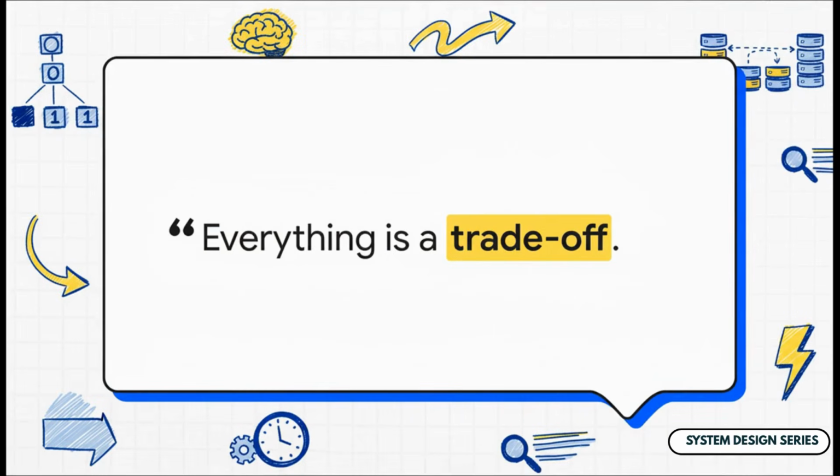And if there's one thing you take away from all of this, it should be this quote. In system design, everything, and I mean everything, is a trade-off. There is no single right answer. We chose speed over some consistency. We chose complexity to get scalability. Every single decision is a balancing act.